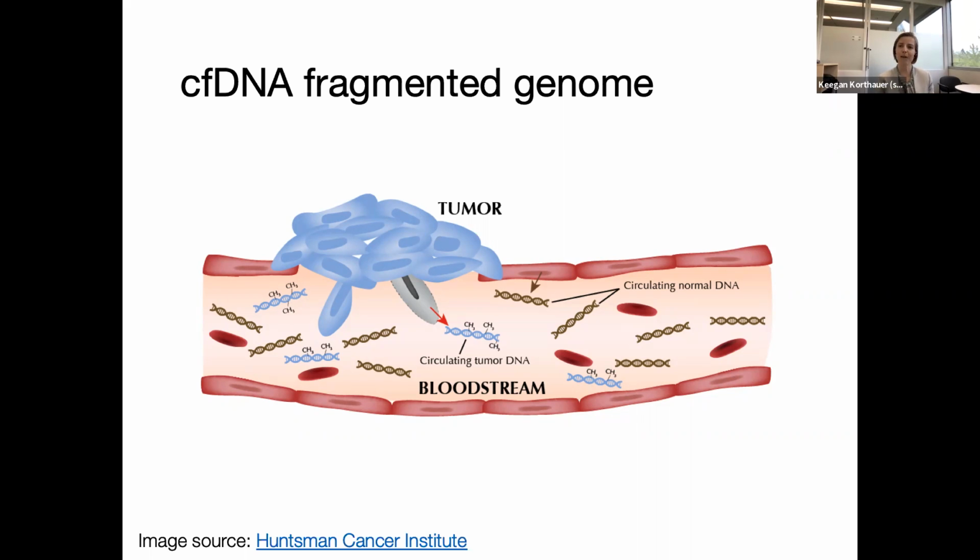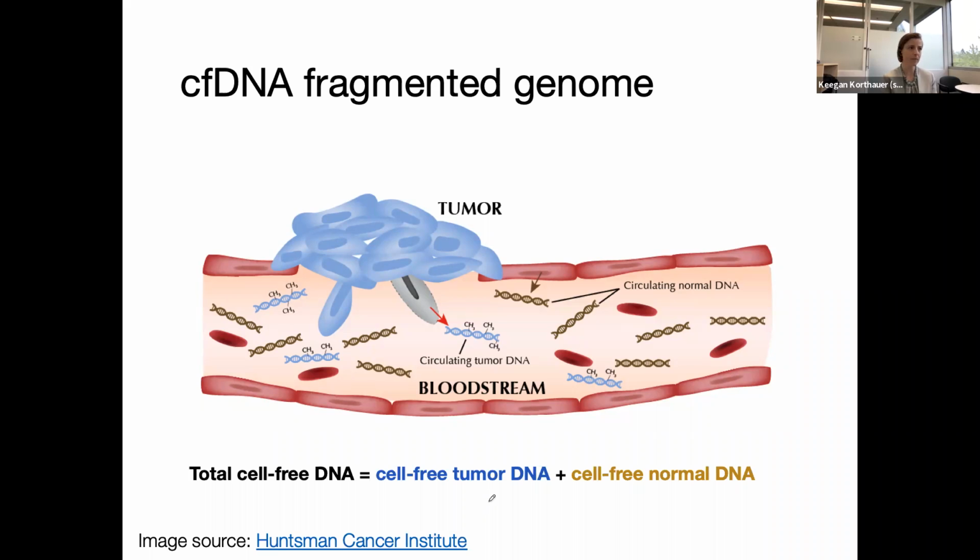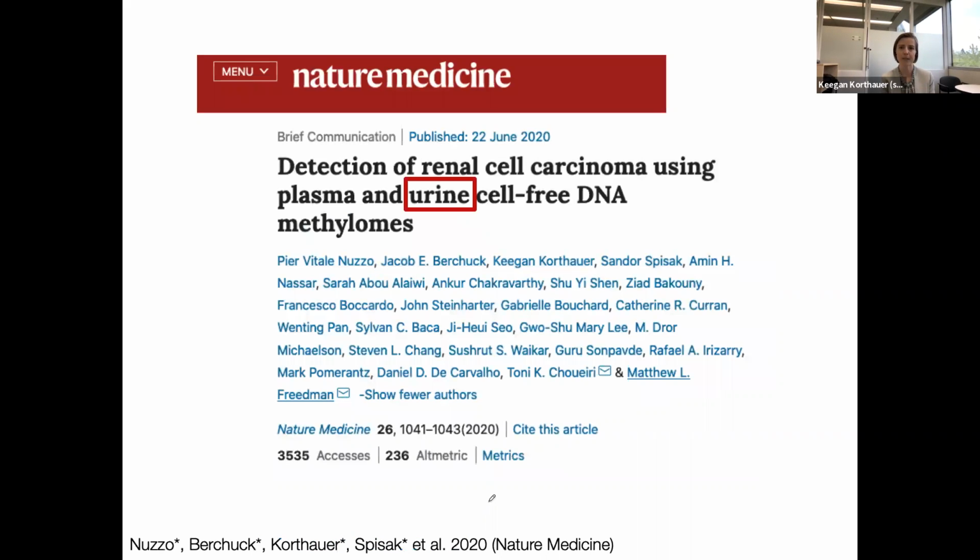So it's tricky in that we have these incomplete genomes, and we also have this mixture of tumor DNA as well as healthy normal DNA. We want to detect a signal that we're ultimately inferring comes from the tumor DNA, but we have this mixture. And this is a challenging signal.